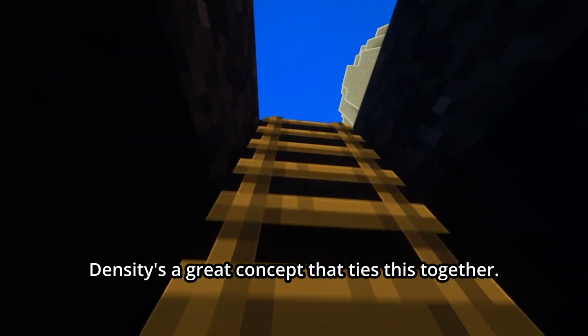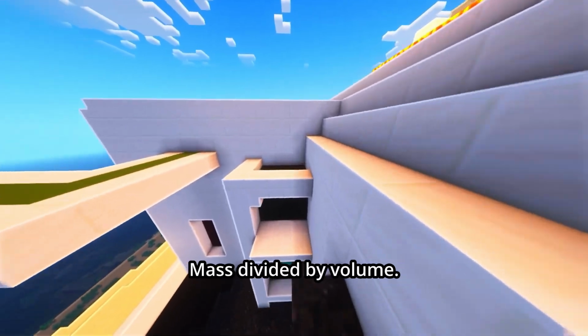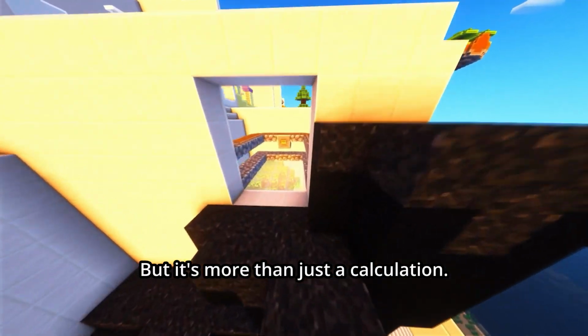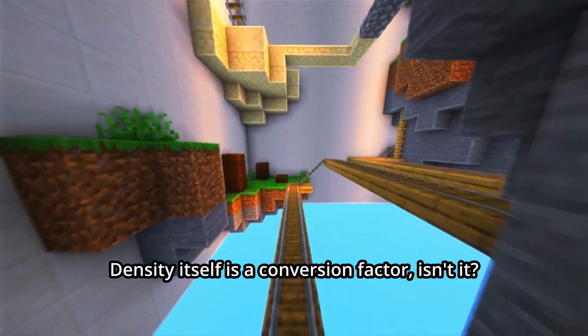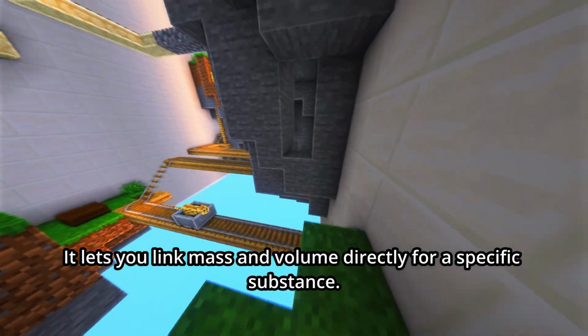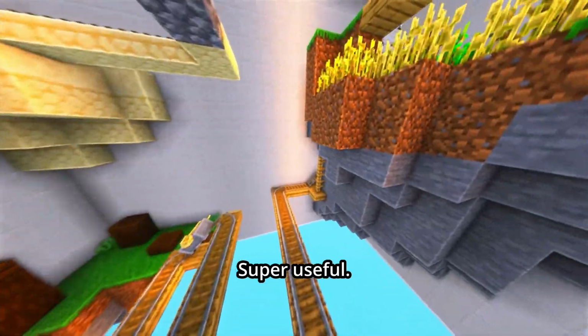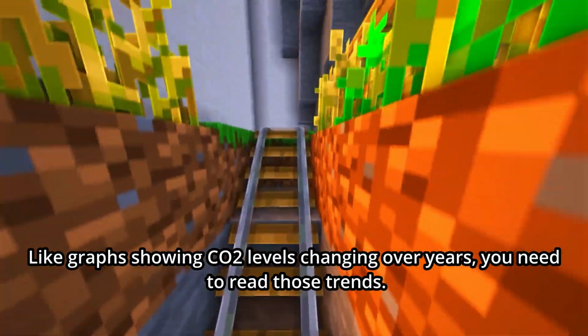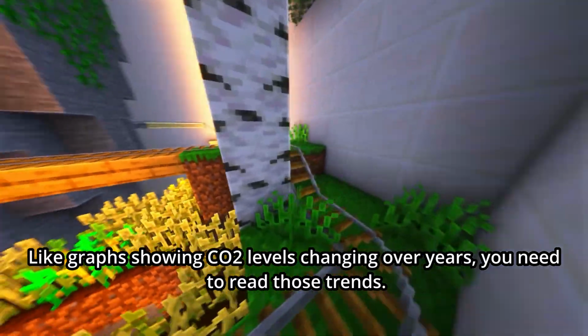Density is a great concept that ties this together. Mass divided by volume, a simple definition. But it's more than just a calculation. Density itself is a conversion factor, isn't it? Exactly. It lets you link mass and volume directly for a specific substance. Super useful. And don't forget interpreting data visually, like graphs showing CO2 levels changing over years. You need to read those trends.